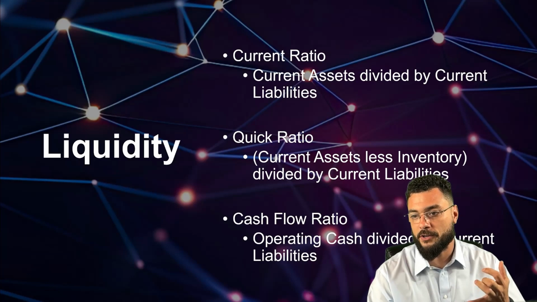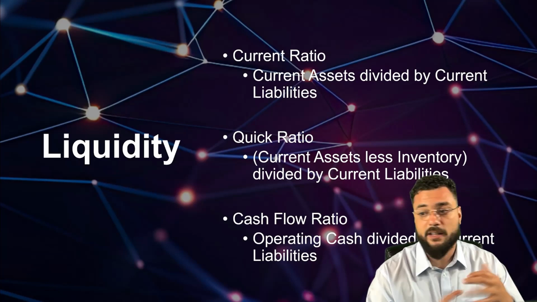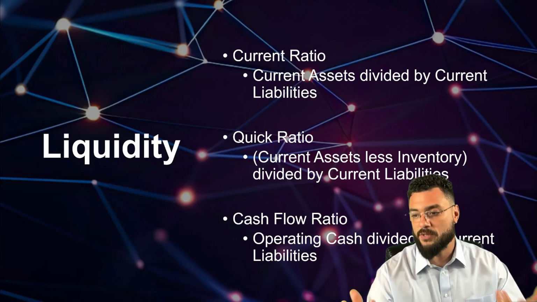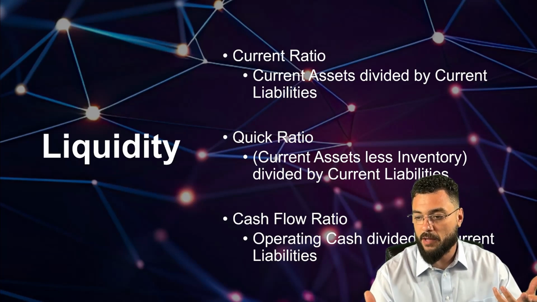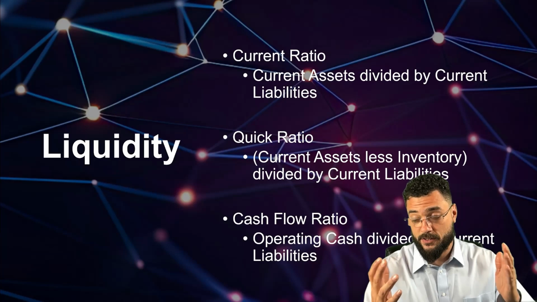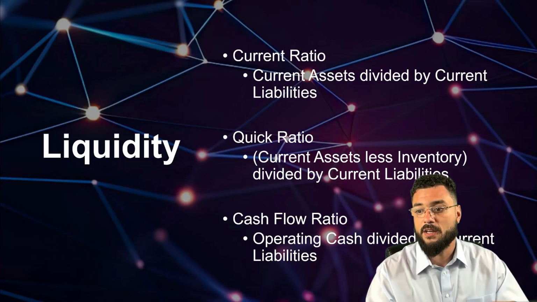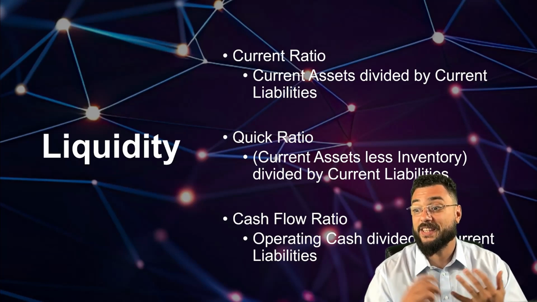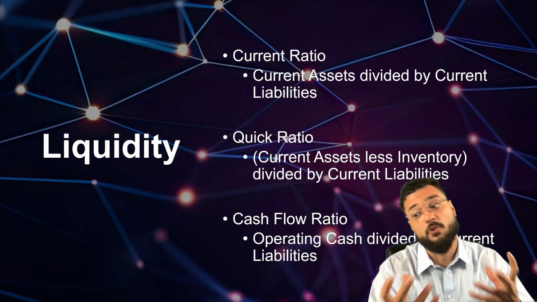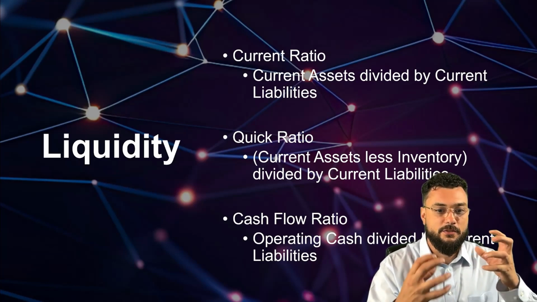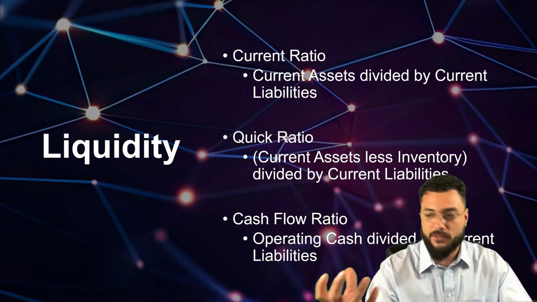So you have your current ratio, current assets divided by your current liabilities. So how many times can you pay all your liabilities due within the next 12 months with your assets that you can turn into cash within the next 12 months? That includes inventory. So the quick ratio is current assets less inventory. So what is the actual cash you have on hand against your liabilities without counting inventory?